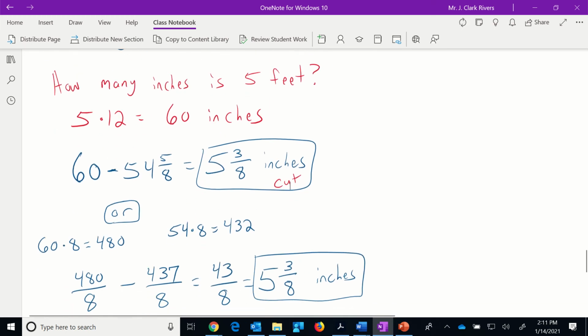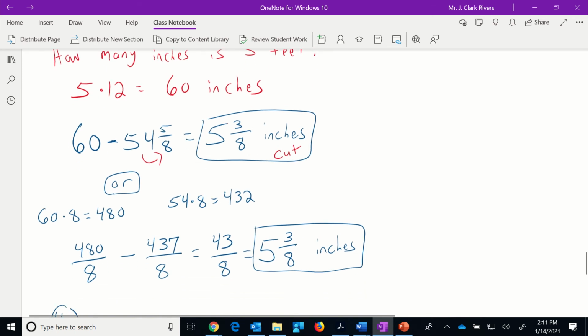The other way is to convert both of these to improper fractions. We're going to have a denominator of 8. Let's start with the 54. 54 multiplied by 8 gives us 432. Don't forget we have to add the numerator, which is 5. So 432 plus 5 gives us 437/8.